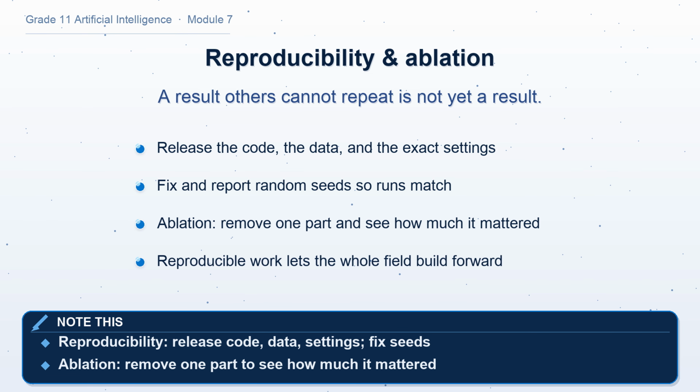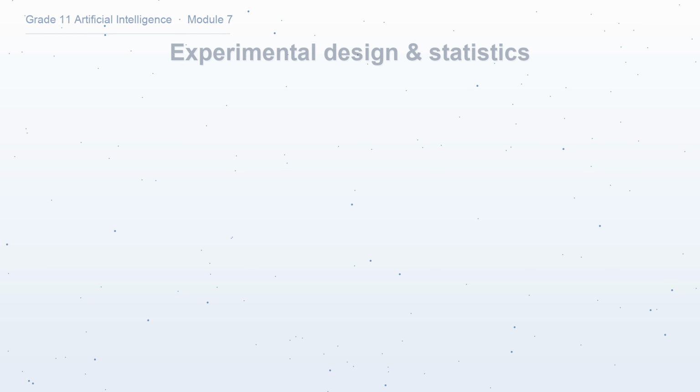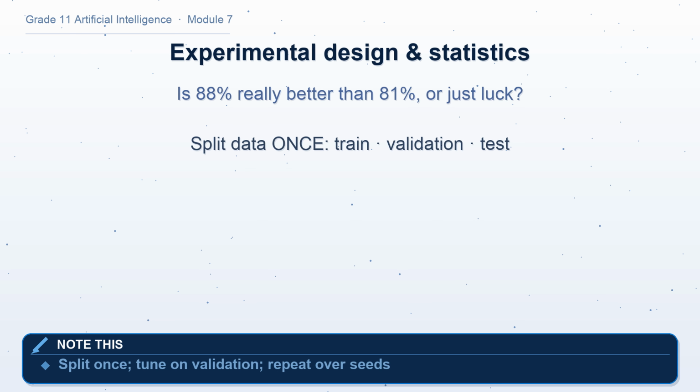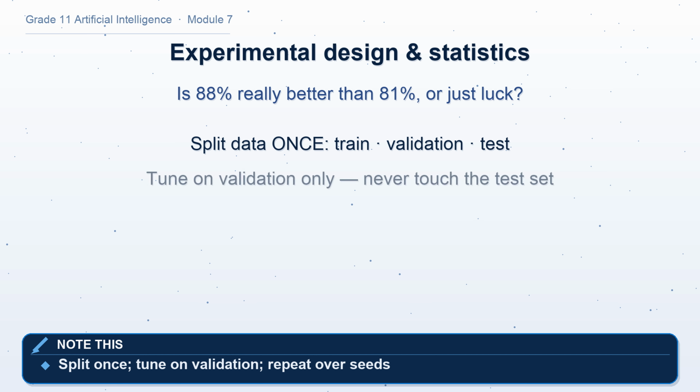Now, how do we know a result is real and not just luck? Good design starts before any model is trained. We split the data once into a training part, a validation part, and a held-out test part. We tune and choose our model on the validation set only and never touch the test set while developing. Then, because one run is not evidence, we repeat the experiment over several random seeds.